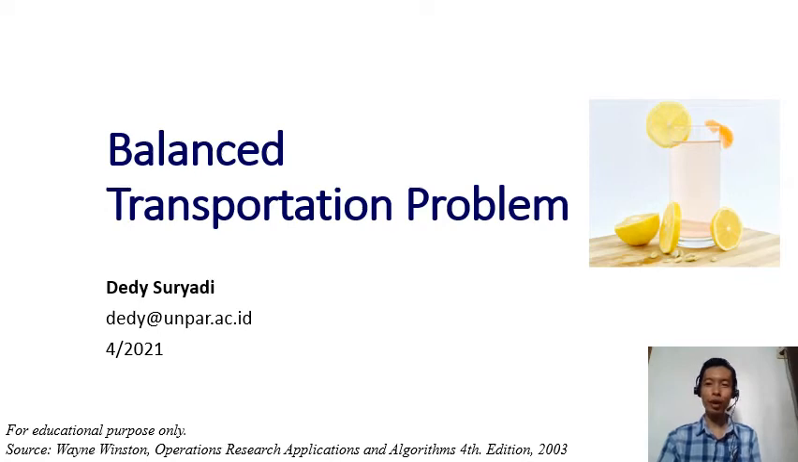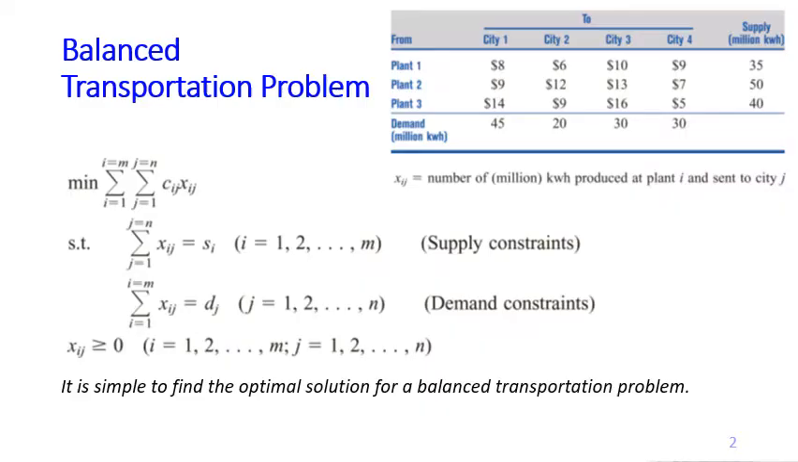In the previous video, we have seen how a transportation problem looks like. So now let's talk about a balanced transportation problem. In the balanced transportation problem, we have the total supply exactly the same as the total demand. And if we look at the example in the previous video, the power core example, that is the case.